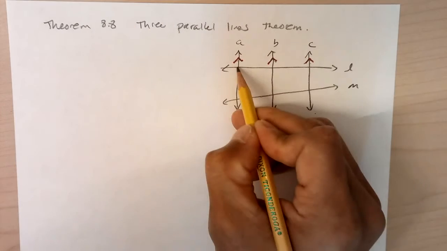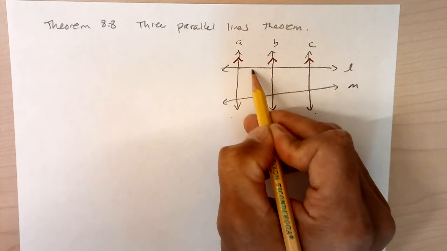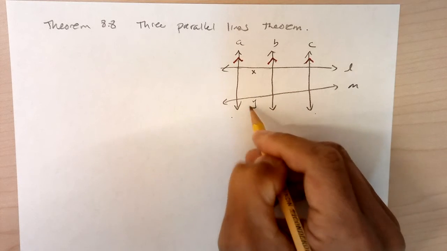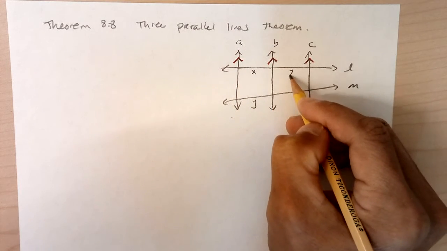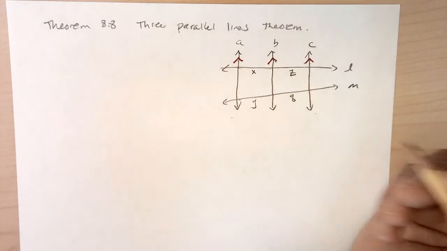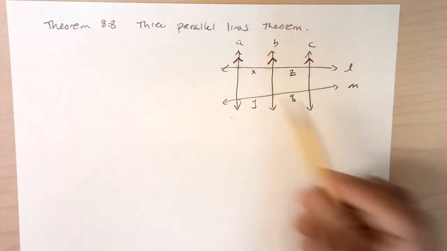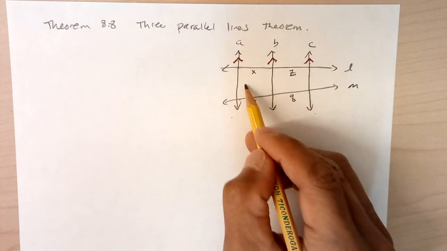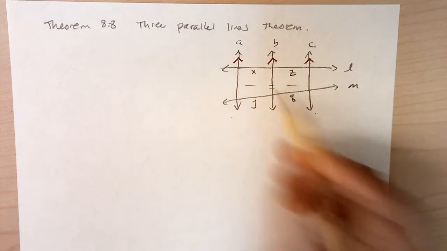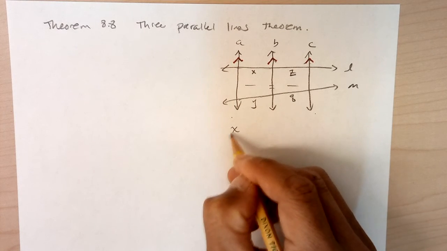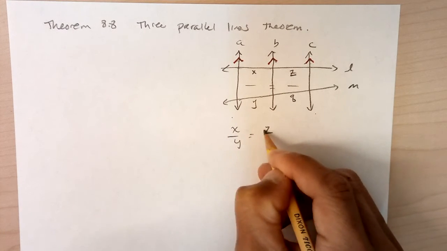So what I mean by that is if I let this length right here be x, this length right here be y, this z, and then this is q. The proportion, really, it's kind of set up for you already. You just need to make the ratios or fractions and then the equal sign. So x over y would equal z over q.